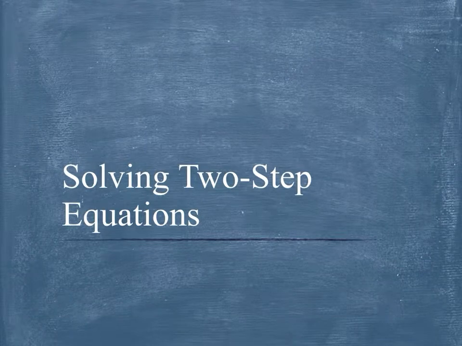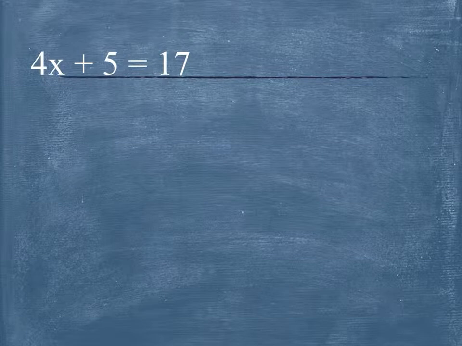Alright, today we're going to talk about solving two-step equations. We've previously talked about one-step equations. We're going to move on to two-step equations today. Here's 4x plus 5 equals 17.